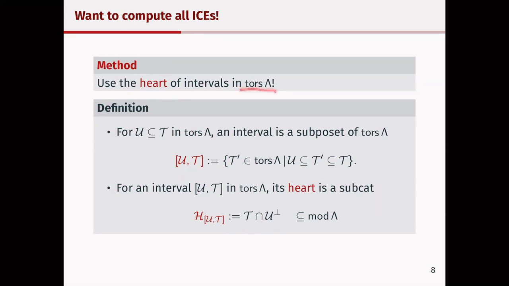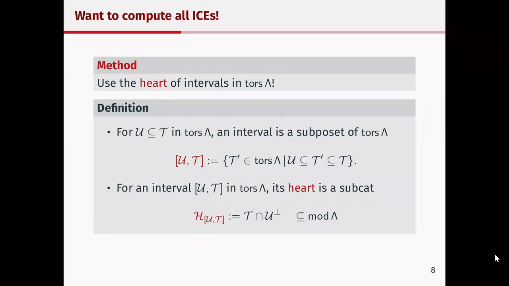An interval of torsion classes is just, so let U and T be two torsion classes such that U is contained in T. Then the interval is a subposet of the poset of torsion classes, so it's just the usual interval subposet. And to such an interval in tors Λ, we can define a subcategory which I call the heart. This is the intersection of T and U perp, and U perp is the torsion-free class corresponding to the smaller torsion class U. And this is a subcategory of mod Λ.